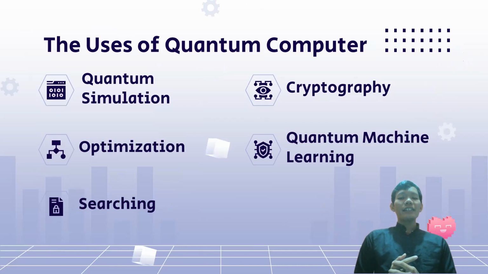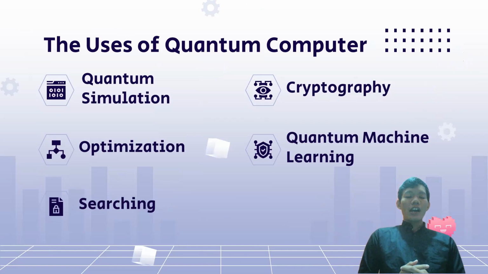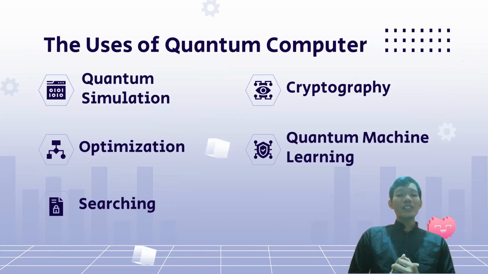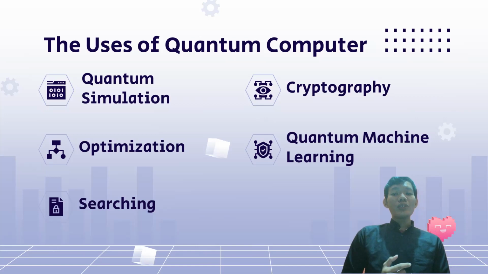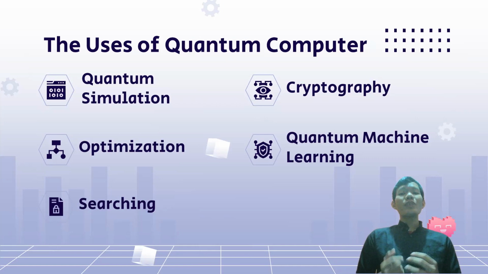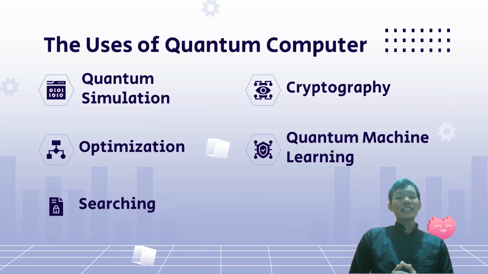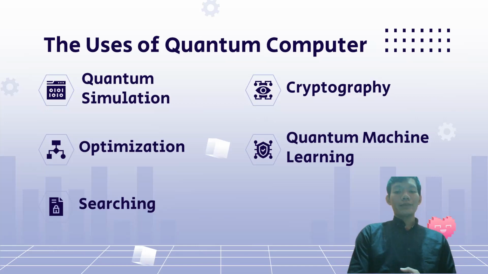The first is quantum simulation. Quantum computers are well suited for modeling other quantum systems because they use quantum phenomena for their calculation. Examples of quantum systems that can be modeled are photosynthesis, superconductivity, and the formation of complex molecules.